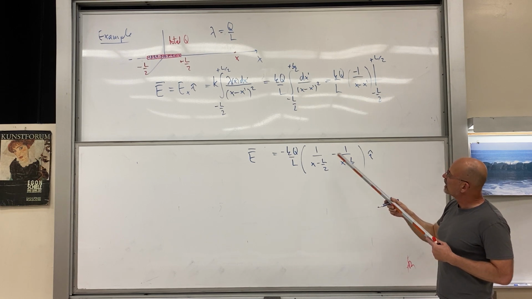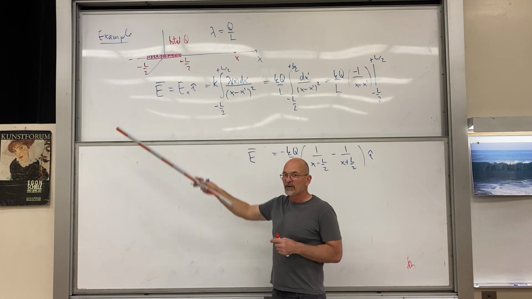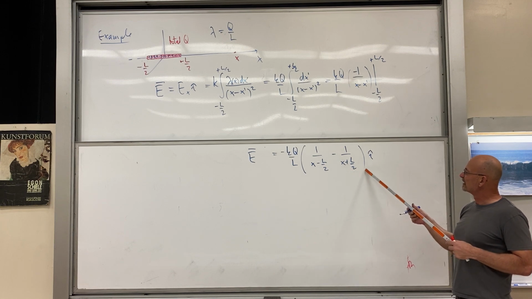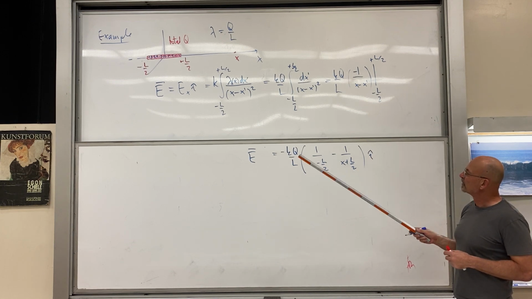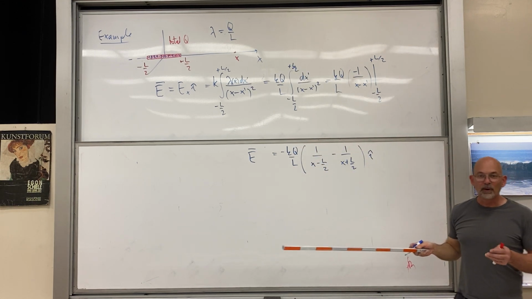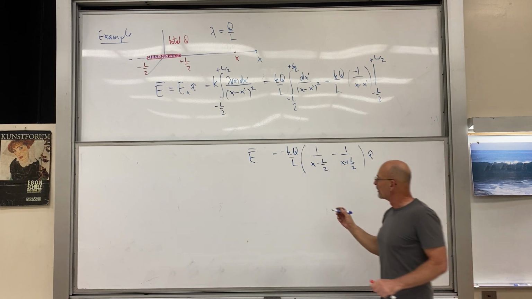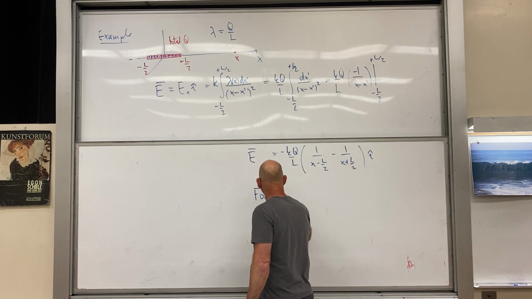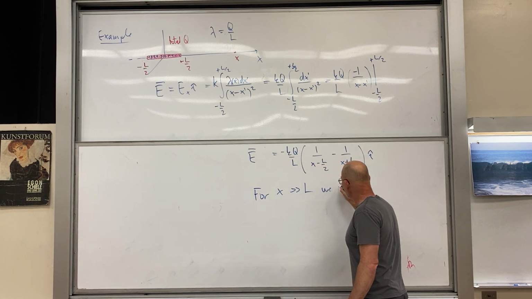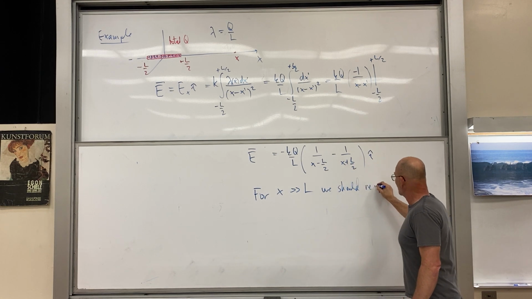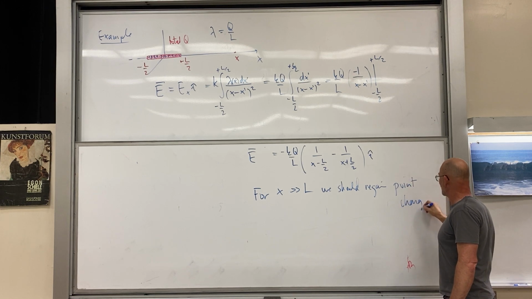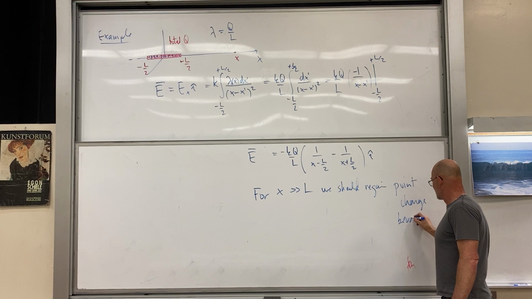Now the interesting thing is we can see what we have, but we're no longer seeing the simple form of the point charge. So the question is, how do we get back to the simple form of the point charge? If we were far enough away from that little segment, it would, for all practical purposes, be a point charge. So for x much, much greater than L, we should regain the point charge behavior.